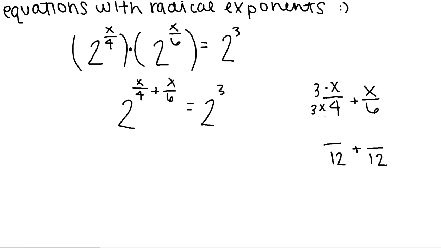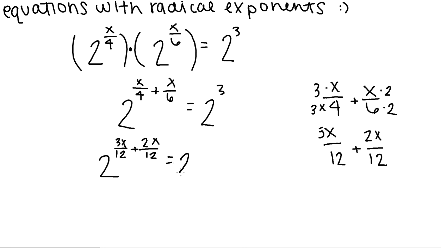So I'm going to do that on the top as well, giving me 3x. And to get 12 from 6, I would times it by 2. I just realized that the dot is much more clear than me writing an x. I'm going to multiply this by 2, giving me 2x. So I'm going to rewrite that over here. 2 to the 3x over 12 plus 2x over 12 equals 2 to the third.